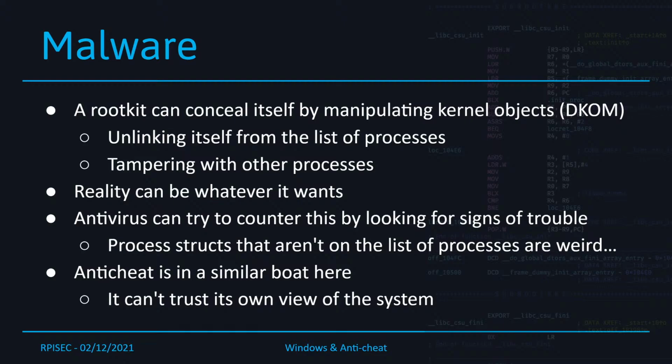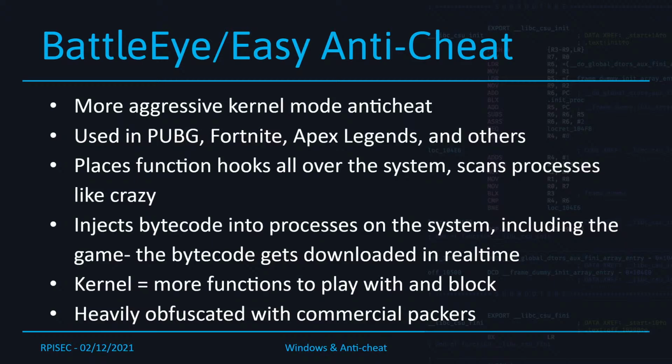So antivirus can try to counter this. Like, it can scan memory for weird-looking, hidden processes, but it's difficult because the antivirus is not in control of the situation. And anti-cheat is in a similar situation here because, in this case, they don't own the system, and they generally can't be certain that what they're seeing is accurate. So that's a general problem here, and it's one that attempts to be solved by the kernel-mode anti-cheats.